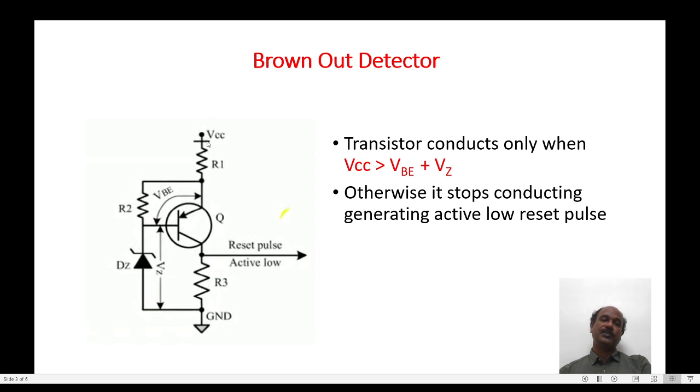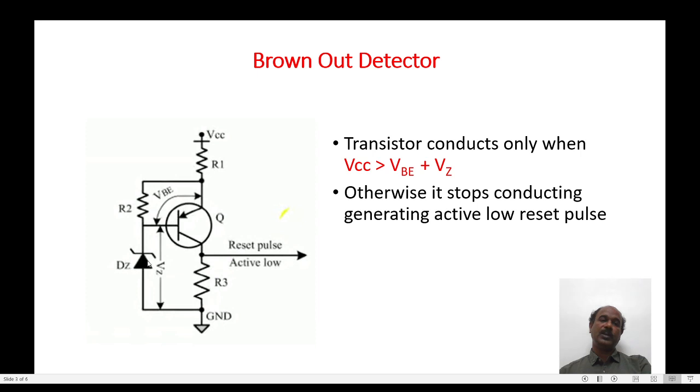Suppose due to some fluctuations, the VCC goes below the minimum threshold voltage, then the transistor is turned off. When the transistor is turned off, this signal will be equal to the ground signal. So whenever there are fluctuations in the VCC, if the VCC goes below the minimum threshold voltage, the output signal will go from high to low. When the signal becomes low, the processor will be reset. Then after some time, when the VCC becomes greater than the minimum threshold voltage again, the transistor starts conducting, and the output on this pin goes from 0 to 1 again. So the reset condition will be removed by the Brownout detector circuit.